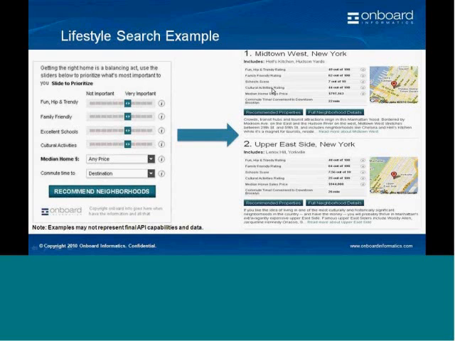This is obviously New York City. So the number one area that meets this criteria is the Midtown West section of New York. And then it tells you for fun, hip, and trendy, it's 49 out of 100 rating. Family friendly, 82 out of 100, so highly family friendly.